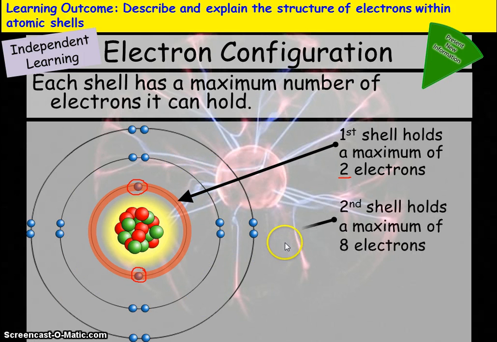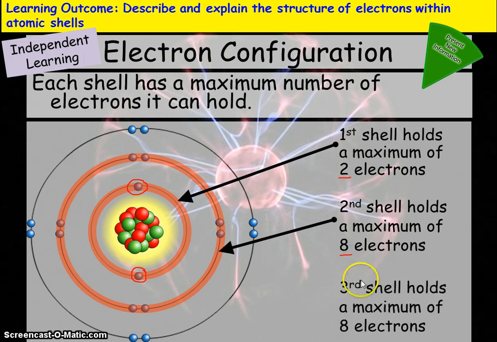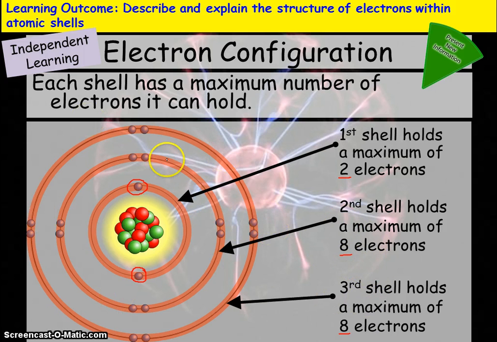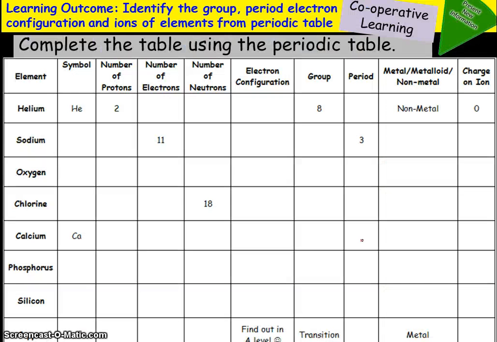So the second and third and all the shells after that, as far as you're concerned, can hold a maximum of 8 electrons. Both the second and third shell can hold a maximum of 8. You're expected to be able to do these kinds of diagrams up to the first 20 elements, so you're never going to deal with anything bigger than that. So just remember the first shell can hold a maximum of 2 electrons. After that, they can all hold 8, and once they've filled up, they have to start a new shell.